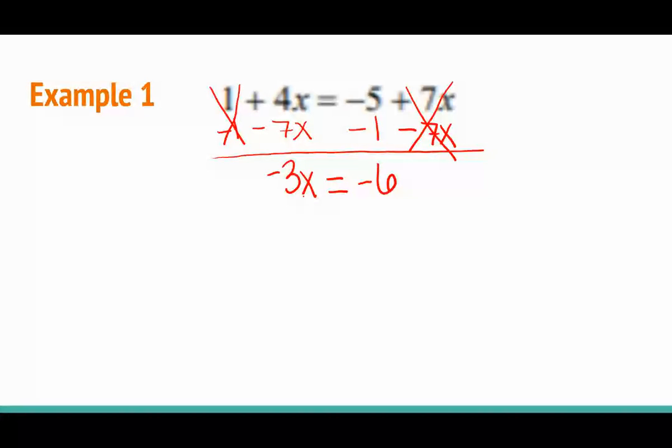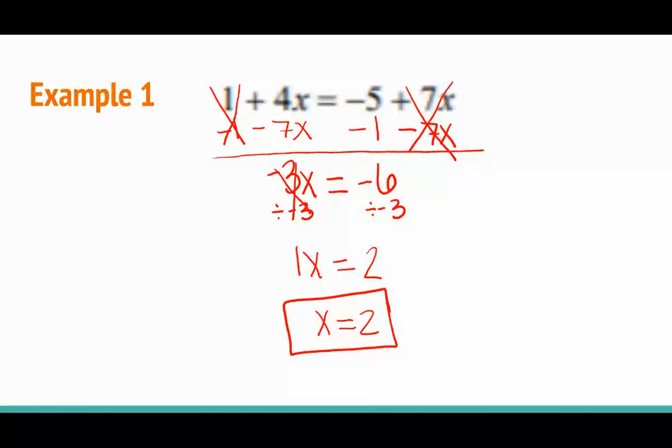Since there's nothing in between this 3 and this x, this is multiplication. Therefore, the inverse or the opposite is to divide by negative 3. And whatever we do to one side, we do to the other. Negative 3 over negative 3 will cancel, and we're left with just 1x. And then negative 6 divided by negative 3 in our calculator is positive 2. So we have 1x equals 2, which is the same thing as just x equals 2. And we box our final answer. So that is example 1.